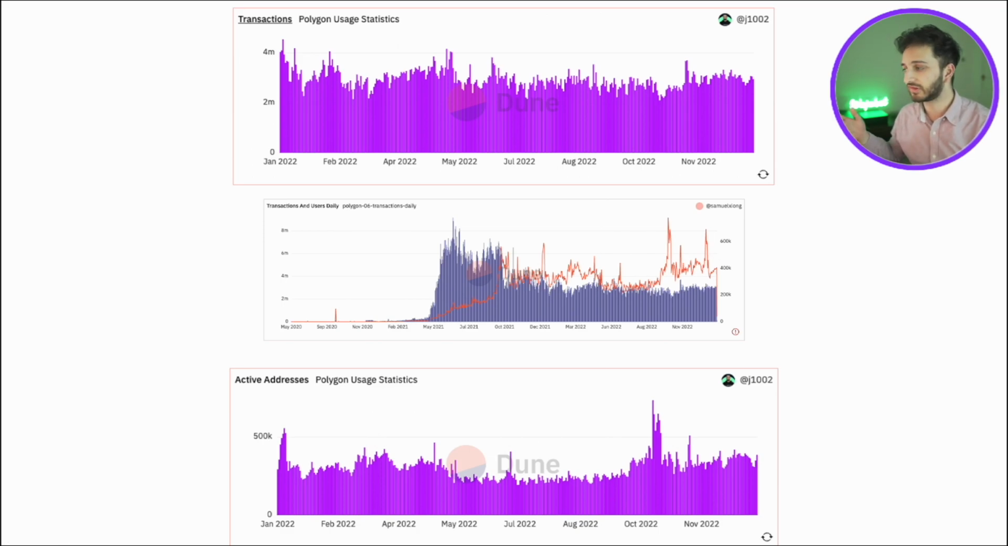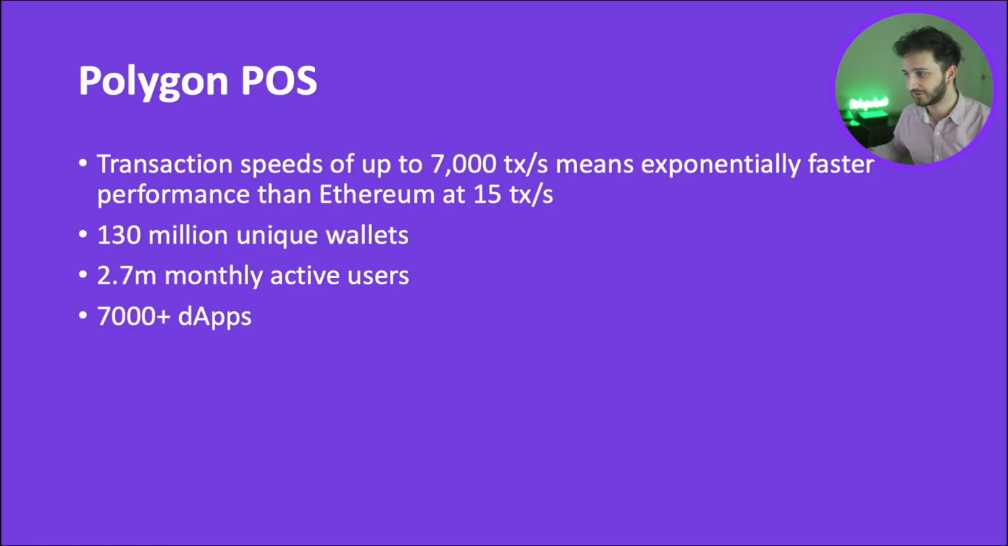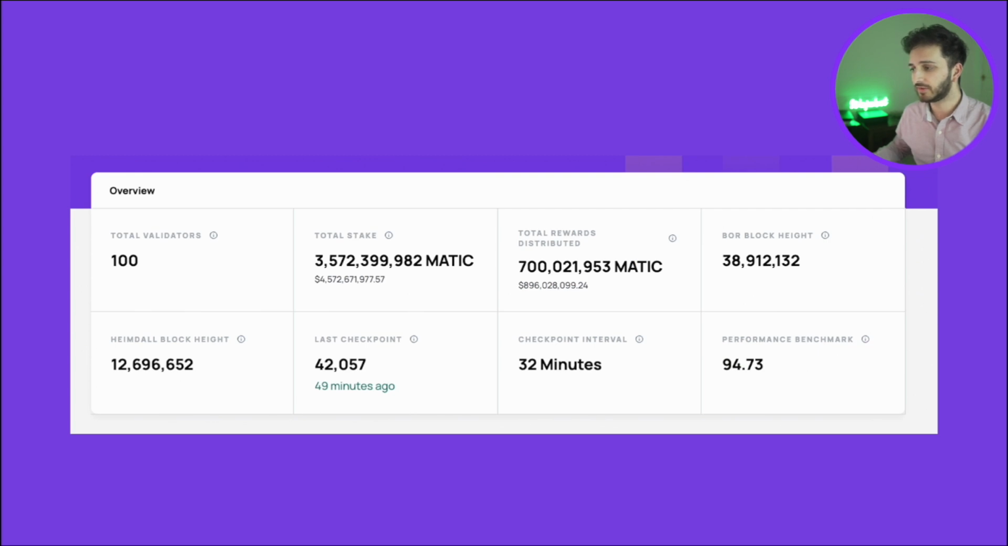You can see clearly from the metrics that people do use Polygon, and there's lots of things to use the Polygon network for. All of this being on the proof of stake chain. And remember, if we just head back, there's lots more different chains that Polygon are working on at the moment. So just consider how much this can possibly scale. Now, the proof of stake Polygon network is actually on Ethereum.